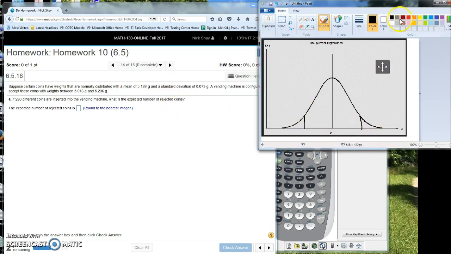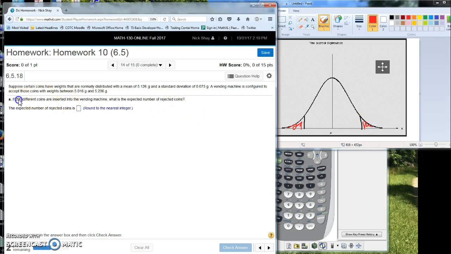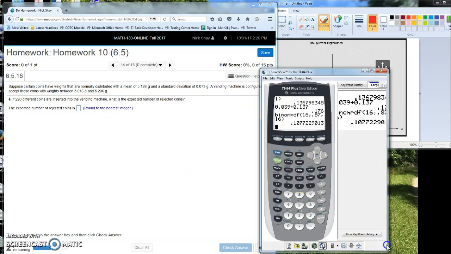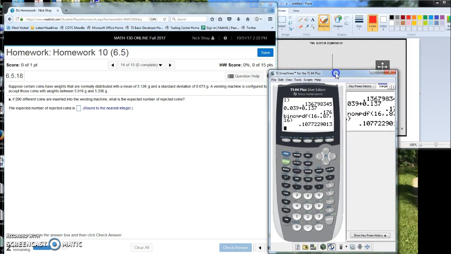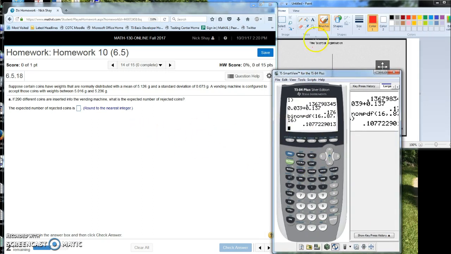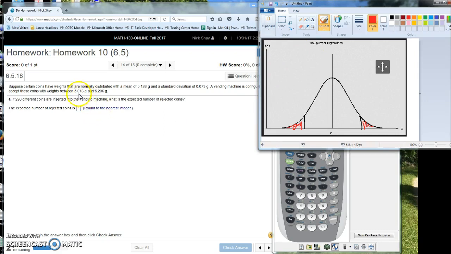What we want to do is we're going to try to find what percent is down here, what percent is down here. So we get a total percentage that is going to be rejected, and then we're going to multiply that by 290. So first, let's go ahead and find that area to the left. And this is not the fanciest video, but I wanted to get something to you today. So I'm going to be calculating the area to the left. So this value down here is 5.016.